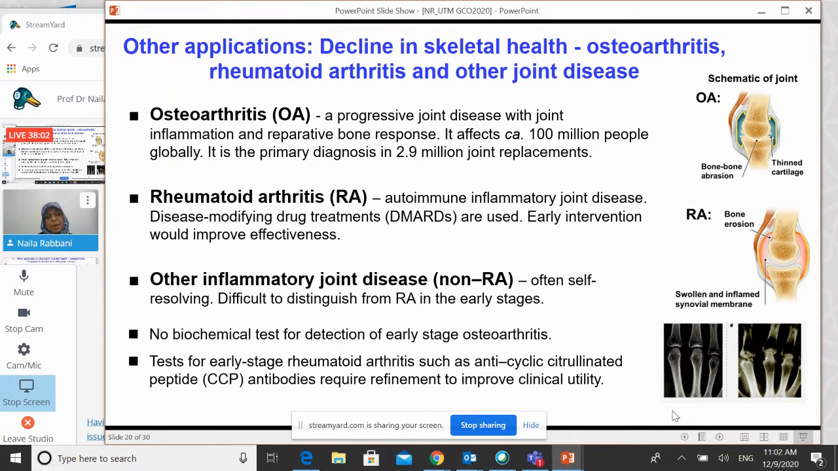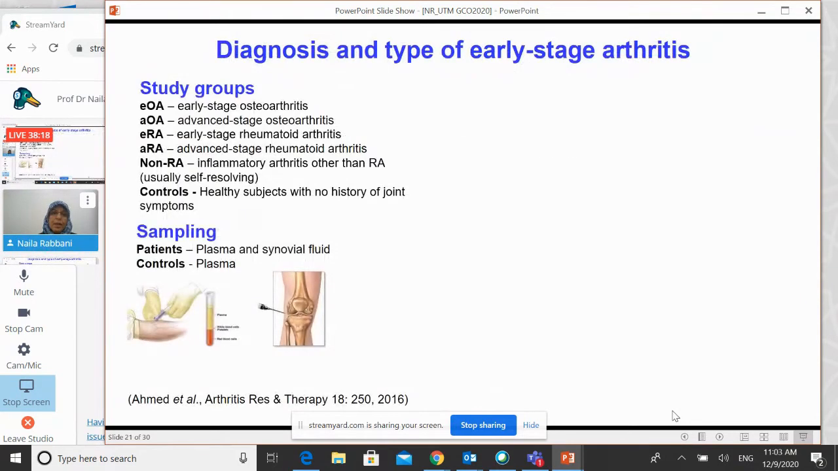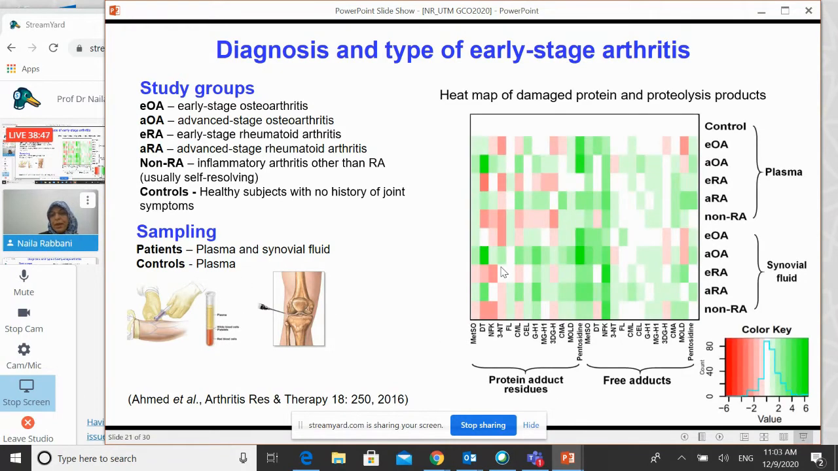So why did we choose to study this? Because there is no biochemical test for detection of early stage osteoarthritis, and tests for early stage rheumatoid arthritis, such as anti-cyclic citrullinated peptide antibodies, require refinement to improve clinical utility. For this study group, we recruited patients with early osteoarthritis, advanced osteoarthritis, early rheumatoid arthritis, advanced rheumatoid arthritis, non-rheumatoid arthritis, and healthy control. We collected plasma and synovial fluid from the patients, and from healthy control, we used plasma. This is the heat map of damaged protein proteolysis product, free adduct, and protein residues in all of these categories in the plasma and in the synovial fluid.